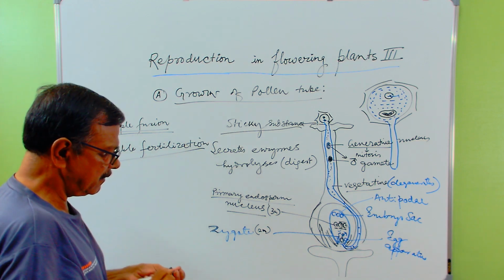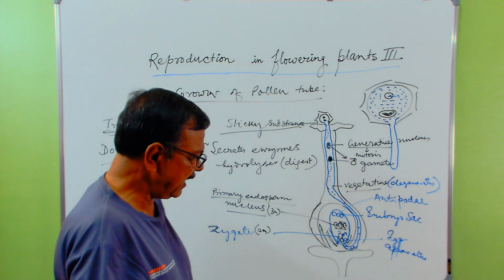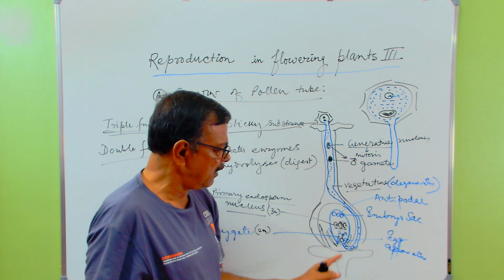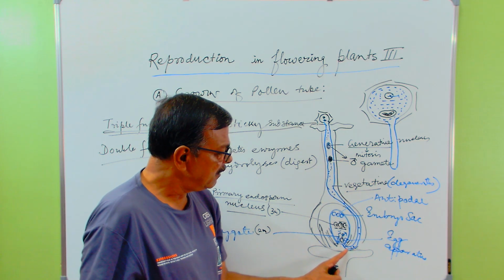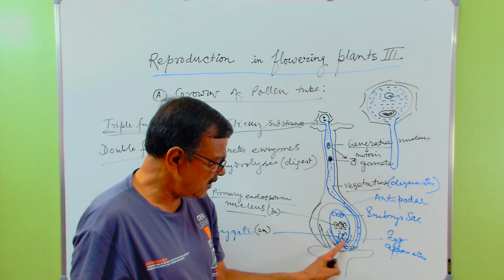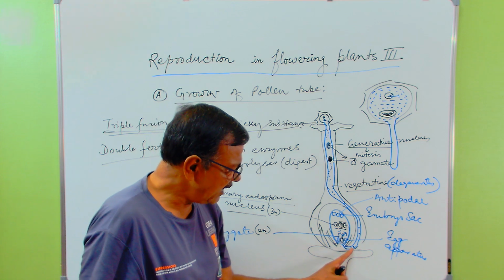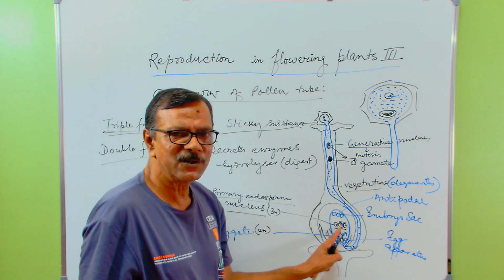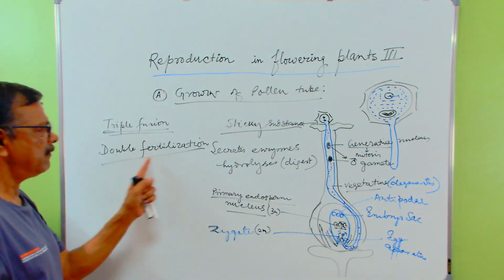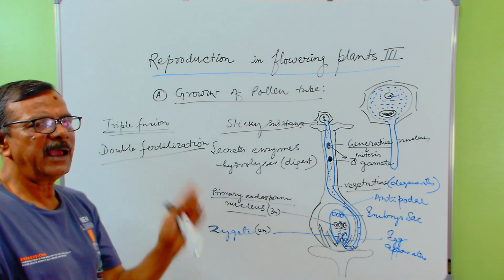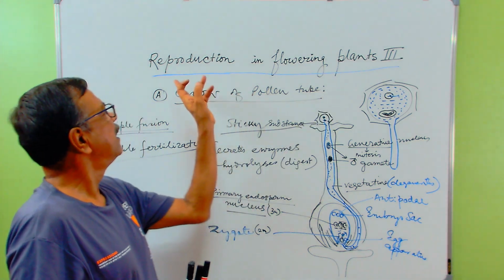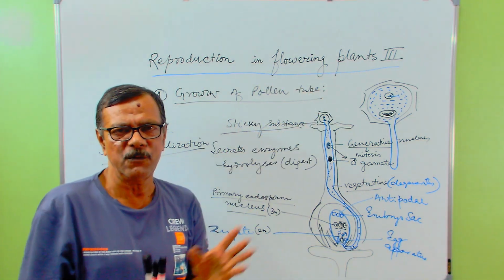In angiospermic plants, it is seen that of the two male gametes produced from the generative nucleus, one of them fertilizes the ovum. It is known as syngamy. So this is the single fertilization, and another male gamete fertilizes here. So this is a second fertilization. This is known as double fertilization. It is encountered in angiospermic plants. Clear? Up to this, the reproduction in flowering plants is over.